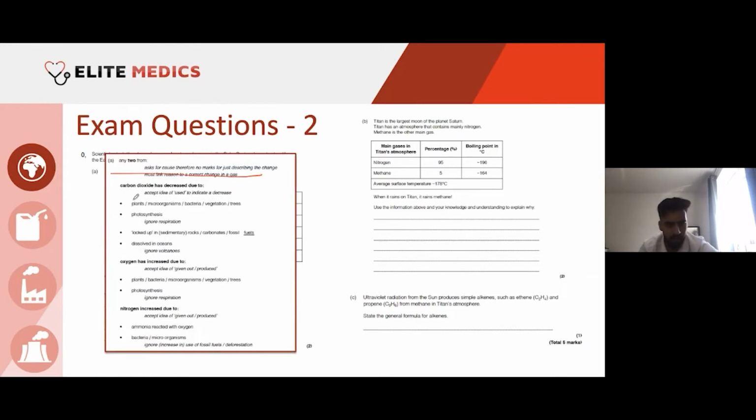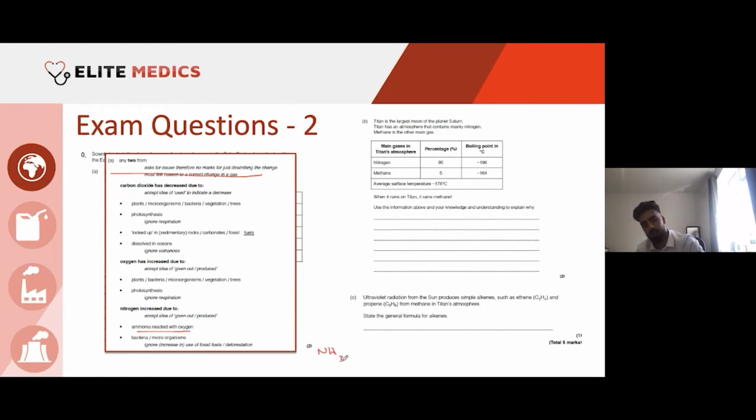So yeah, we've talked about all of this. Locked up in sedimentary rock, dissolved in oceans. Oxygen is increased due to plants, bacteria, microorganisms, vegetation, trees, photosynthesis. Nitrogen increased due to bacteria, and oh, this is a good one: ammonia reacting with oxygen. That's what I had left out. So ammonia reacts with oxygen to make nitrogen, because ammonia, as you know, is NH3.